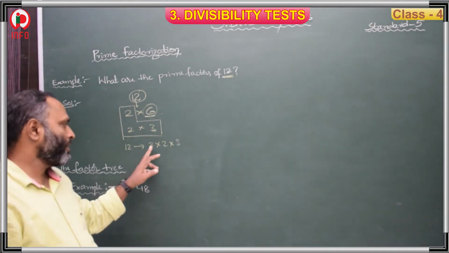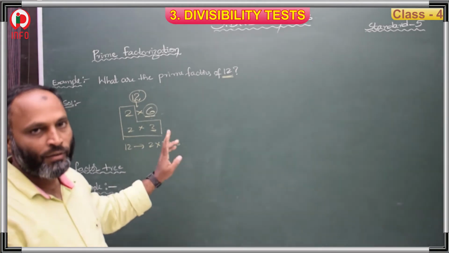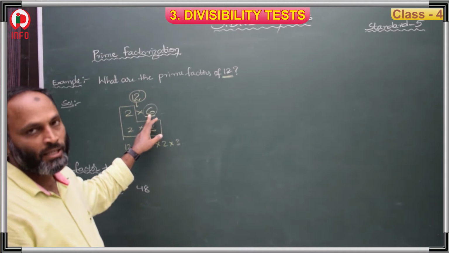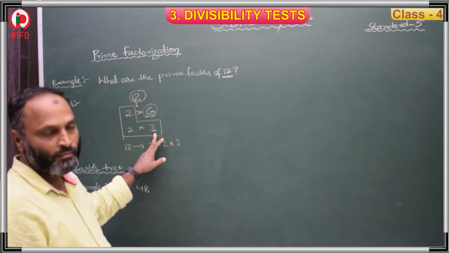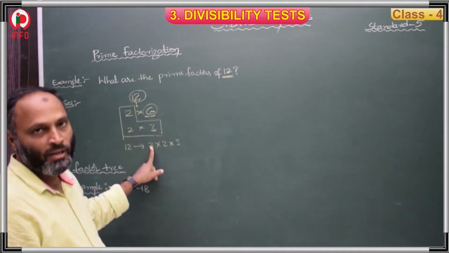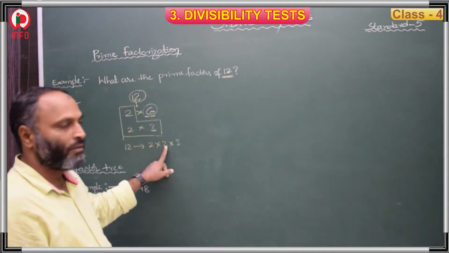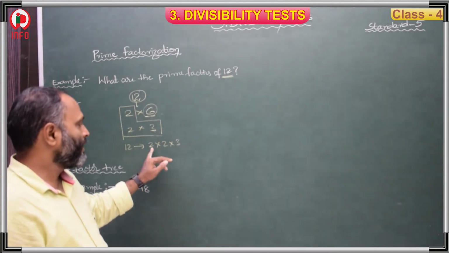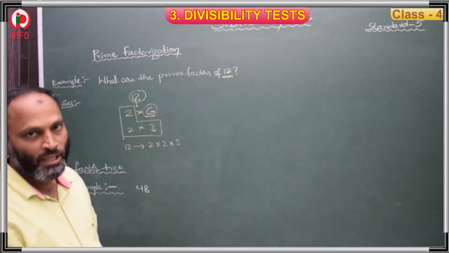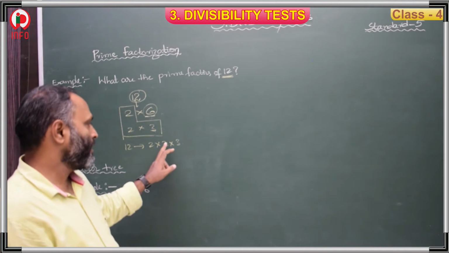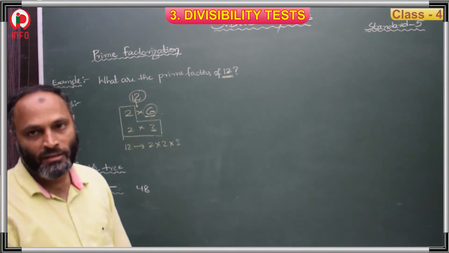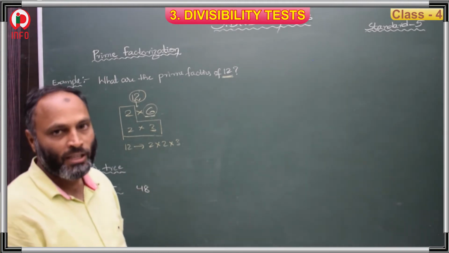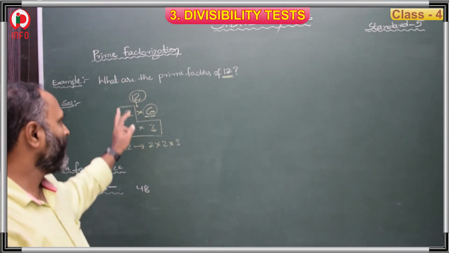Prime factors means whatever factors we have, further it can't divide. Like 6, we can divide this 6 into 2 threes. These 2 further we cannot write as factors, and 3 we cannot write as factors. These three are prime numbers. 2 is a prime number, 2 is a prime number, and 3 is also a prime number. The product of the 3 prime numbers is equal to 12. In this way we have to divide 12 into prime factors.